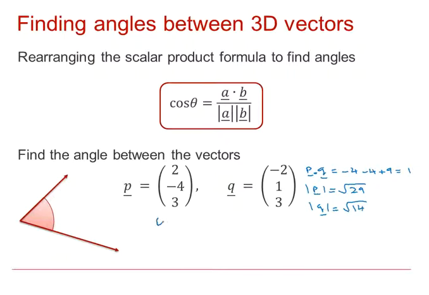So now we can apply cos theta equals p dotted with q, which is 1, over the magnitude of p times the magnitude of q, which gives me theta equals 87.2 degrees. Again, that's to 3 significant figures.